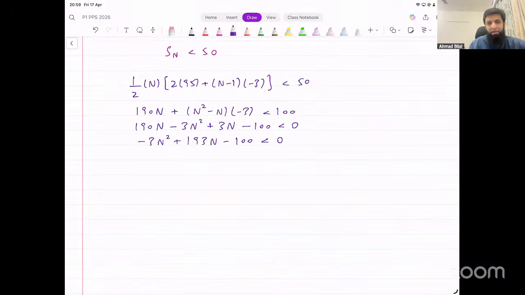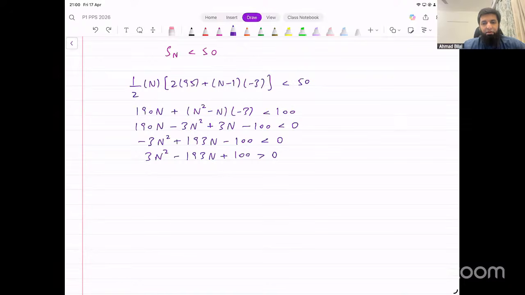Multiply the whole equation by negative. It just makes it less prone to careless errors if you make the first term positive. I just like doing that. 3n squared minus 193n plus 100. But remember, whenever you multiply an inequality with negative, the inequality sign is going to change as well. Now we've got this quadratic inequality. How do we solve quadratic inequalities?